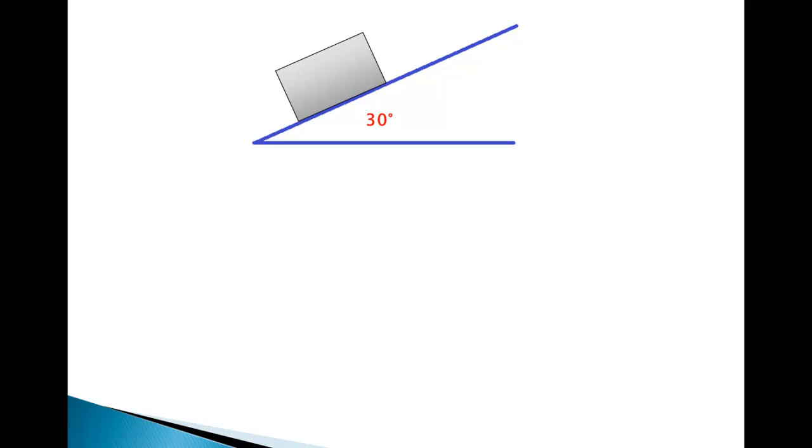Here's our box on our inclined plane, and of course we know that we have a weight component of the box going straight down to the ground. If we calculate that weight, it would be mass times gravity, or 150 kilograms times 9.81 meters per second squared, to give us a weight of 1471.5 newtons.